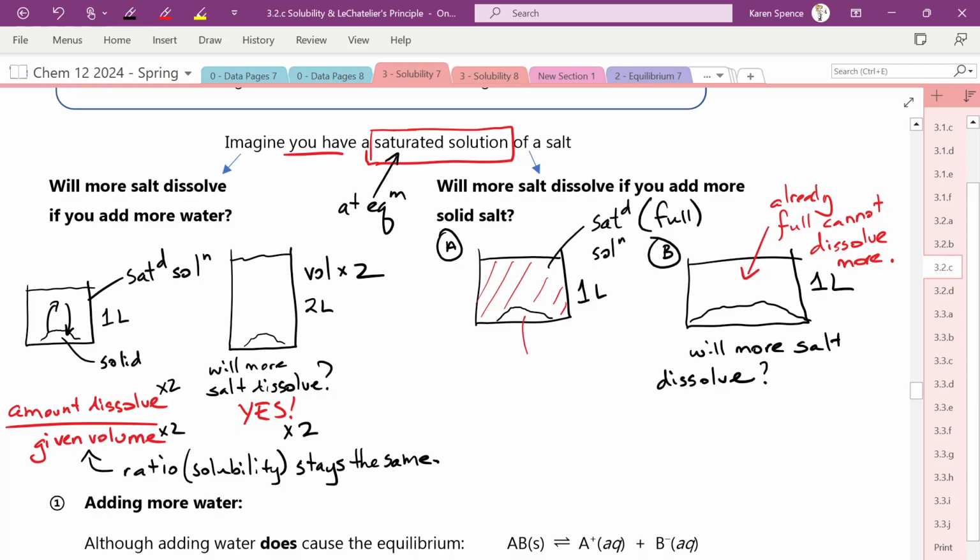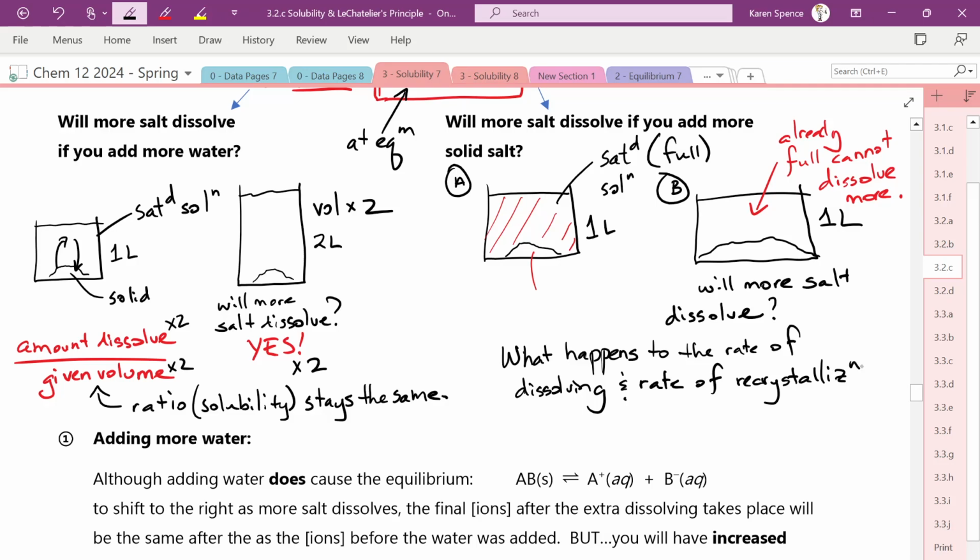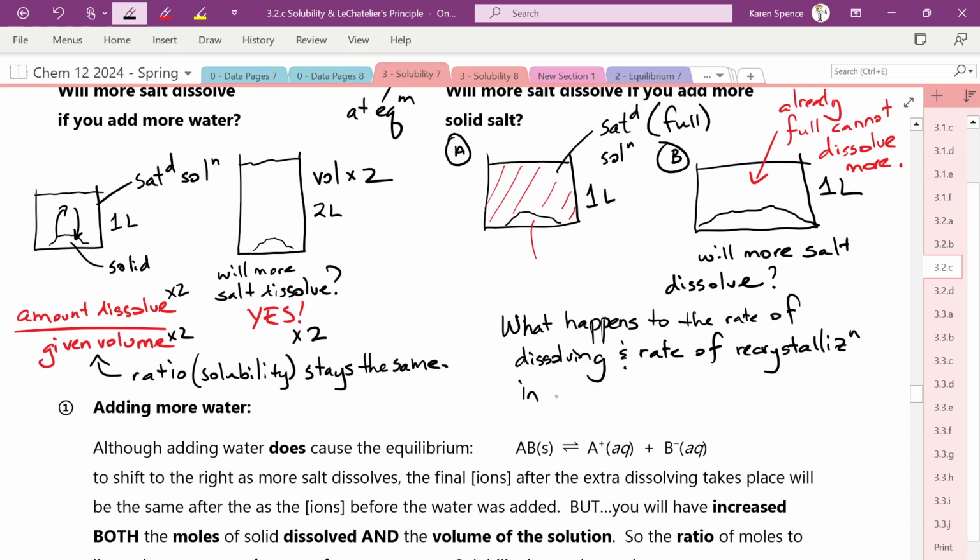So this is beaker A, this is beaker B. What happens to the rate of dissolving and the rate of recrystallization in beaker B when we add the extra salt? Now, I want you to list to your partner the things that affect the rate of reaction. There are 5 of them. 5 things that affect rate of reaction.